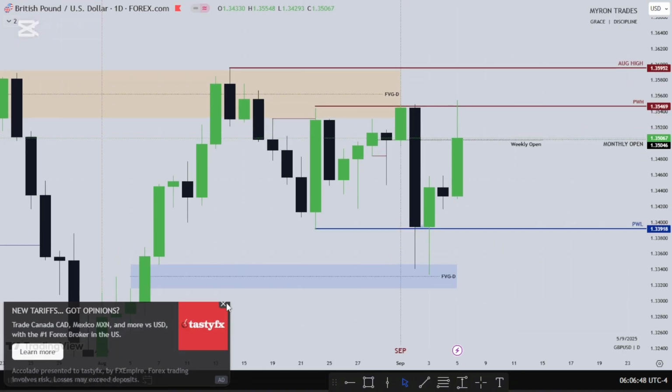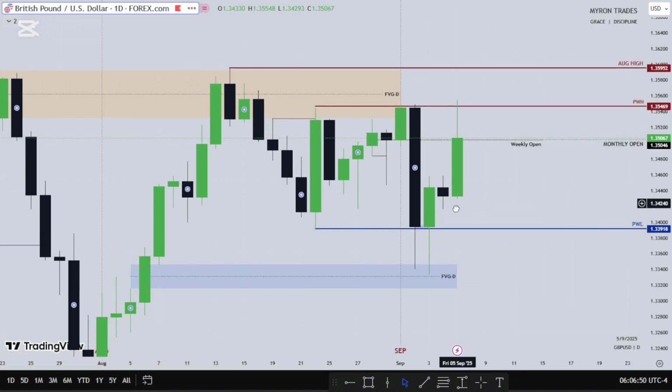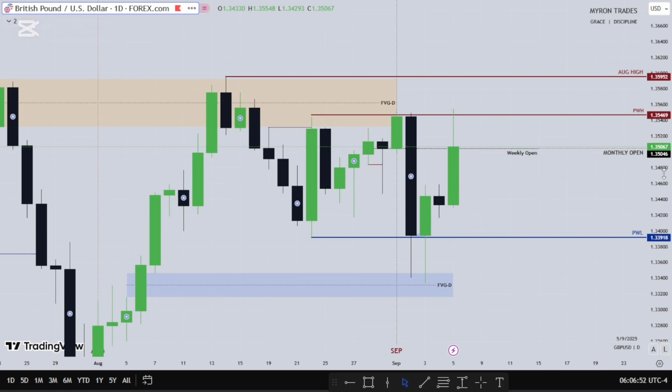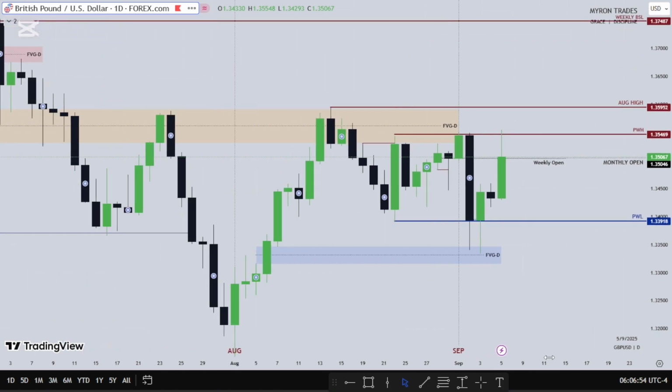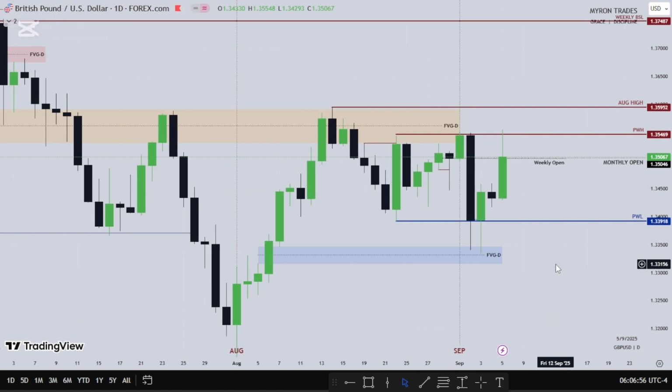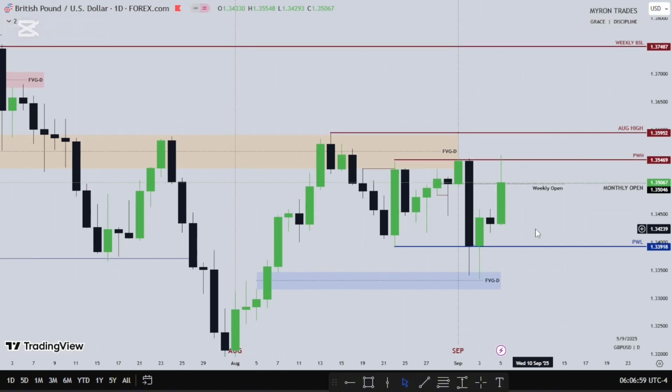Anyways, once you get to euro, you see what I'm talking about, right? So for pound, I'm looking for higher prices if the dollar wants to continue being bearish. If the dollar wants to switch being bullish, I want to see lower prices on pound, right?